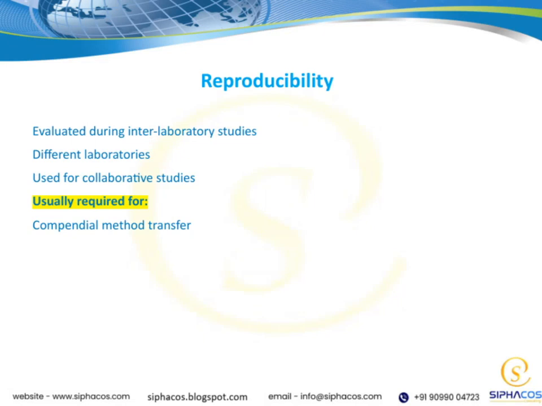Let's talk about reproducibility. When we evaluate reproducibility, we typically do this during interlaboratory studies. This means that different laboratories are involved in the process. The idea is to see if the method produces consistent results across various settings. Reproducibility is especially important in collaborative studies, where multiple labs work together to validate a method. You'll find that reproducibility is usually a requirement when transferring a compendial method from one laboratory to another. Ensuring that the method remains reliable and consistent across different environments is crucial for maintaining quality and compliance.